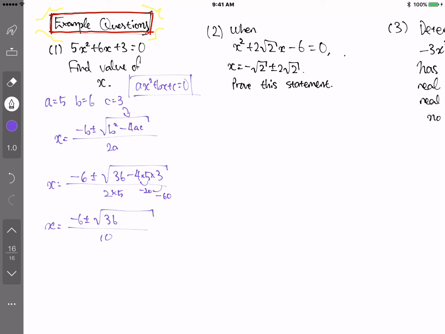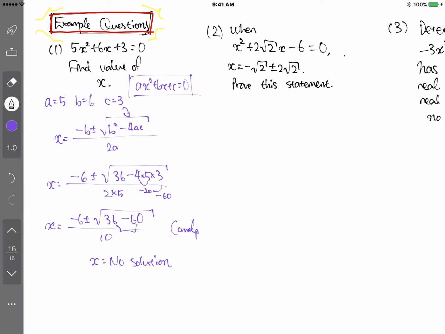And 36 minus 60 is less than 0, which means this equation has no real solution. So the answer for this is no solution. But if you know complex numbers, or imaginary units, you can find the solution by using those imaginary units. So let me show you how you actually do that.